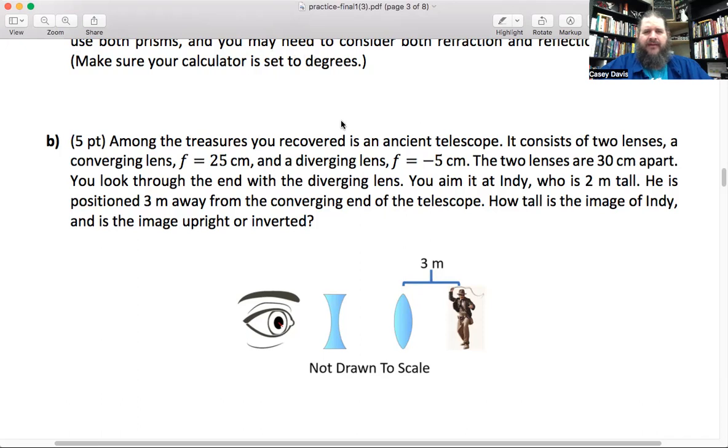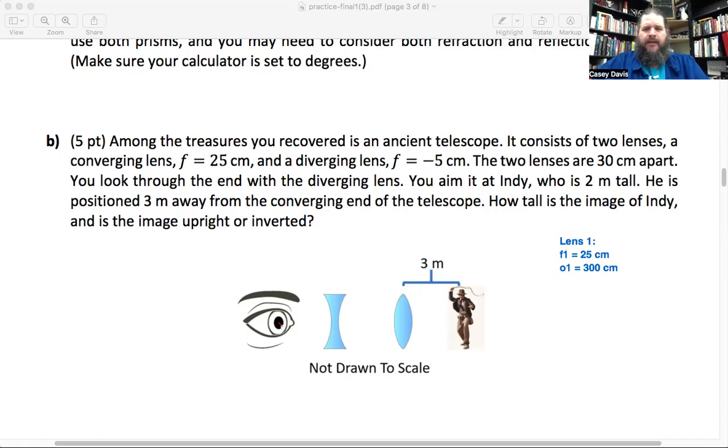If we analyze lens one first, we know focal length one is 25 centimeters. And what's the object distance? How far is the person from that lens? 3 meters. Yeah, 3 meters. We'll probably want to convert that to centimeters because everything else here is in centimeters. So let's call that 300 centimeters. And then we want to find the image distance.